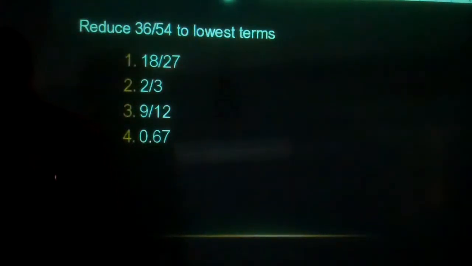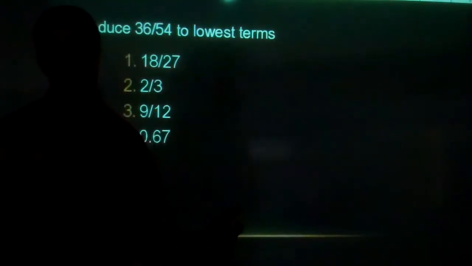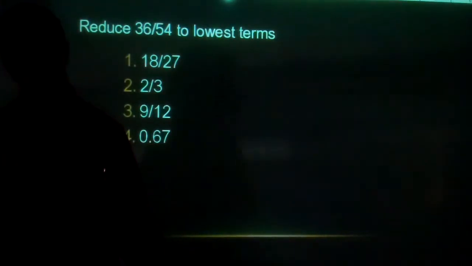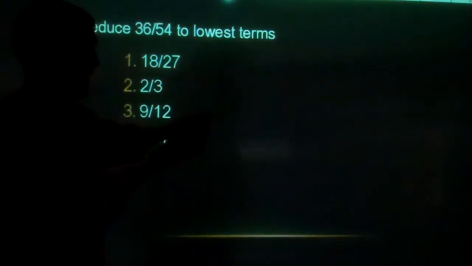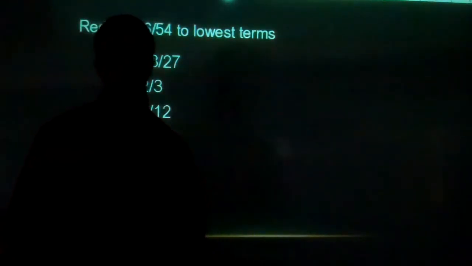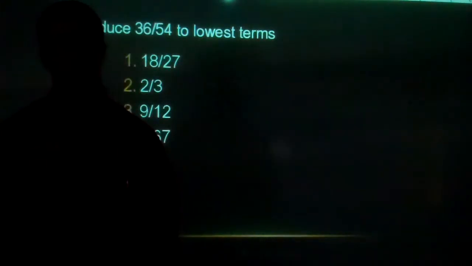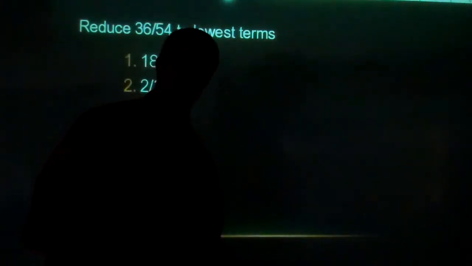Now for me, right off the bat, I wouldn't know what the greatest common factor is between these two. It happens to be 18. So if you divided this by 18 and this by 18, you get your answer right away. If you divide by the greatest common factor every time, you'll automatically be in full reduced form.